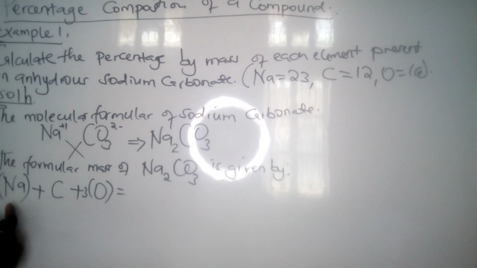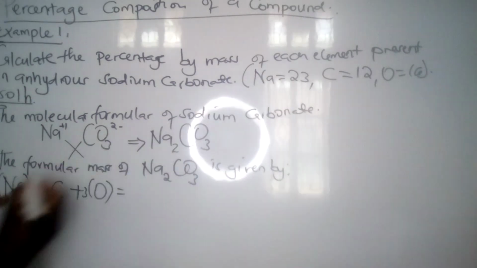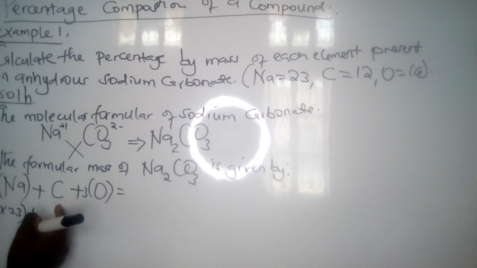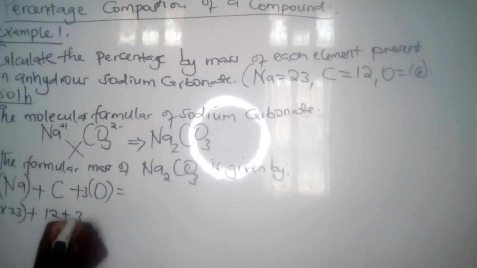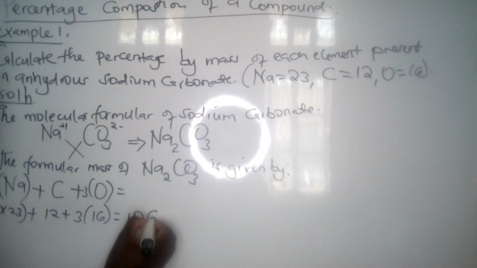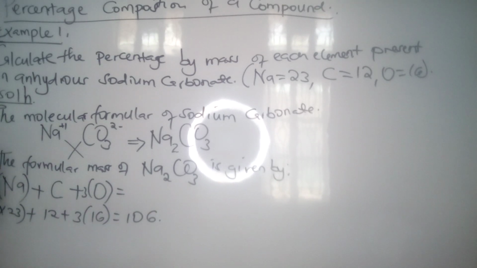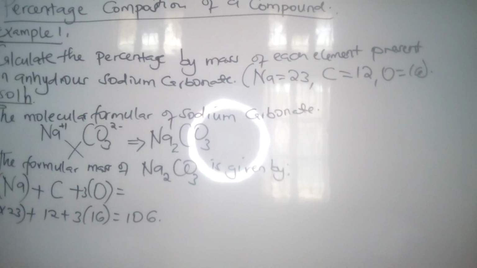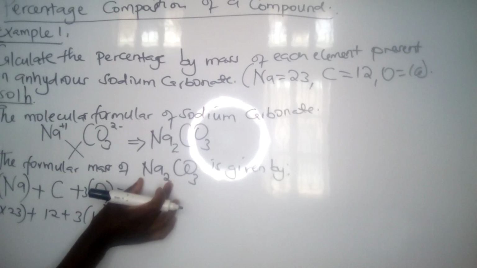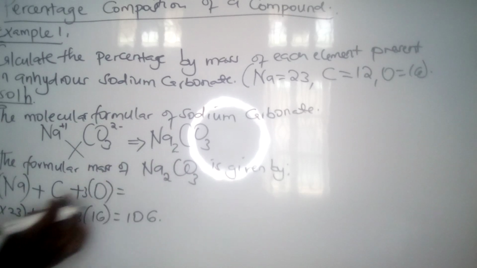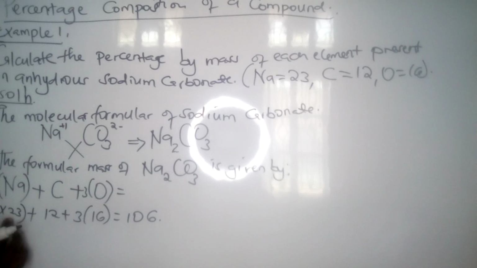So what is the mass number of sodium? It is 23. So we have 2 times 23 plus that for carbon is 12 plus 3 times 16. So using our calculators, the formula mass should give us 106. But our question is asking us to calculate the percentage by mass of each element. So how many sodiums do we have? We have 2 sodium. So what is the mass of these 2 sodiums? We have 2 times 23, which is equal to 46.